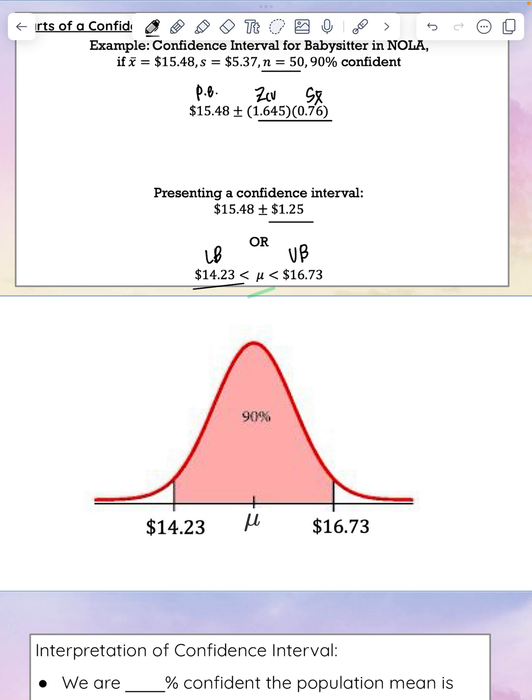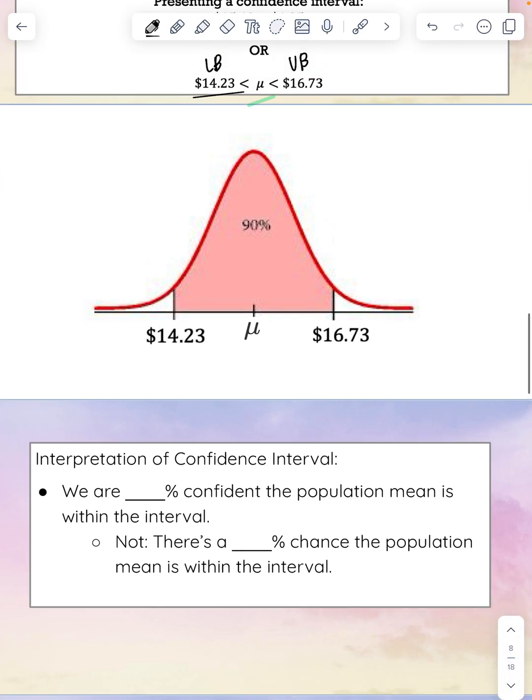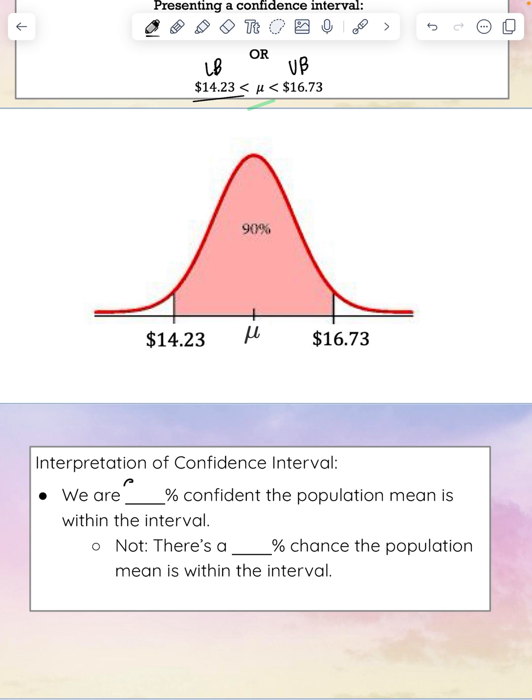And this is kind of a picture of what this looks like. A 90% confidence interval, so I'm 90% confident that the average for all babysitters is between 14.23 and 16.73. So again, we would say that we are 90% confident the population mean is within the interval. Not that there's a 90% chance that the population mean is within the interval. I know that sounds pretty similar, but it is different statistically speaking.